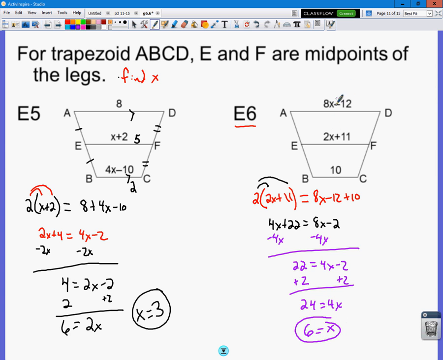Again, if I wanted to check to see if that made reasonable sense, what could I do with that 6? I could go back here and plug it in. 2 times 6 is 12 plus 11 is 23. 8 times 6, 48, minus 2, 46. 46 and 10 is 56? Divided by 2 gives me 23. Everybody okay with example 5 and 6?